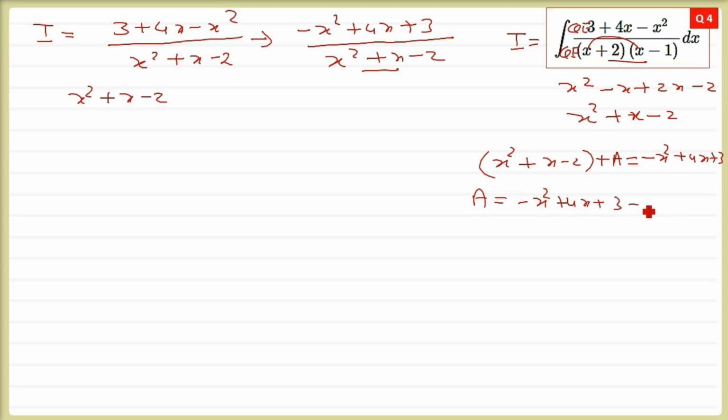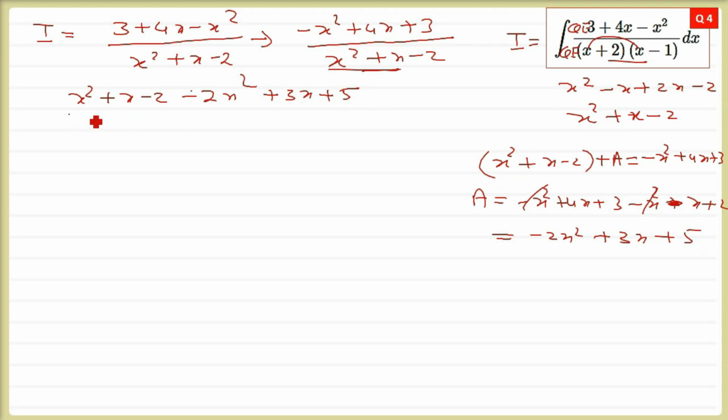So this a will be equal to negative x square plus 4x plus 3. This goes on the right, negative x square and negative x plus 2. So this negative x square will be negative 2x square. 4x minus x is 3x and 3 plus 2 will be equal to 5. That means we have to add negative x square plus 3x plus 5 with x square plus x minus 2 in order to get 3 plus 4x minus negative x square. So I'm writing it as it is.